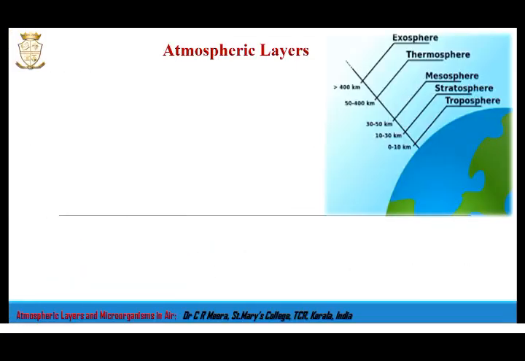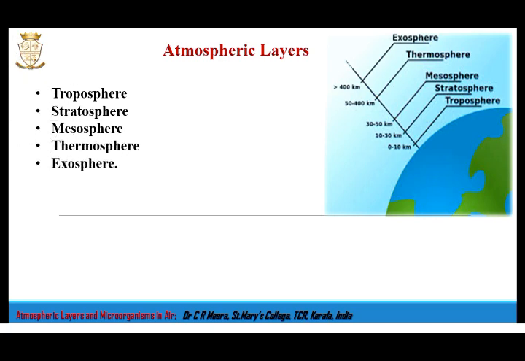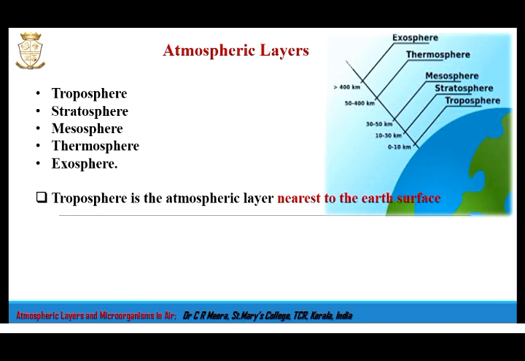Atmospheric layers. Earth is surrounded by a blanket of gases. It has various layers ranging up to a height of 1000 kilometers. These layers include troposphere, stratosphere, mesosphere, thermosphere, and exosphere. Troposphere is the atmospheric layer nearest to the Earth's surface and extends up to a height of about 11 to 18 kilometers. Troposphere contains a heavy load of microbes.